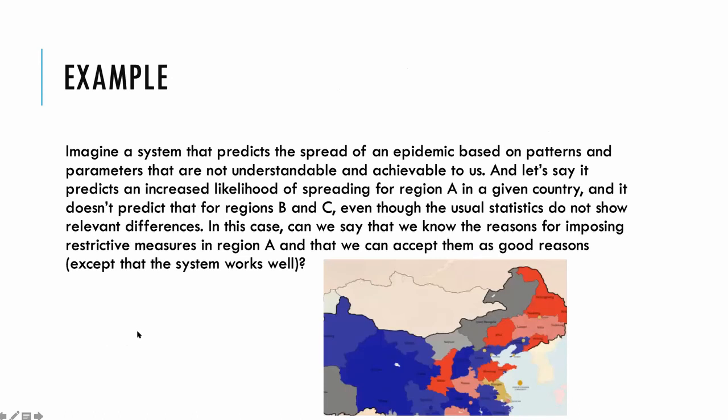Let's take a mock-up example. Imagine a system that predicts the spread of an epidemic based on patterns and parameters that are not understandable and accessible to us. And let us say it predicts an increased likelihood of spreading for region A in a given country, and it doesn't predict that for regions B and C, even though the usual statistics do not show relevant differences. In this case, can we say that we know the reasons for imposing restrictive measures in region A, and that we can accept them as good reasons, except that we somehow trust that the system works well?